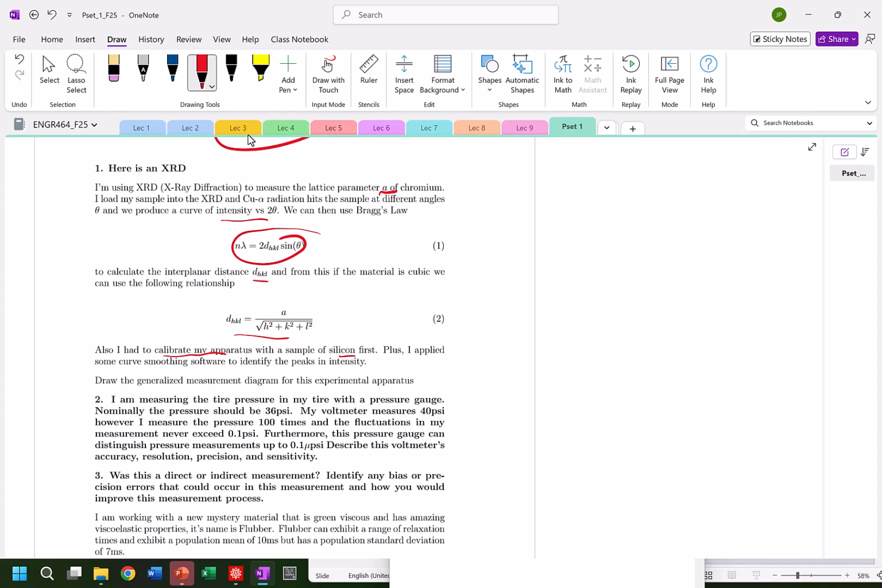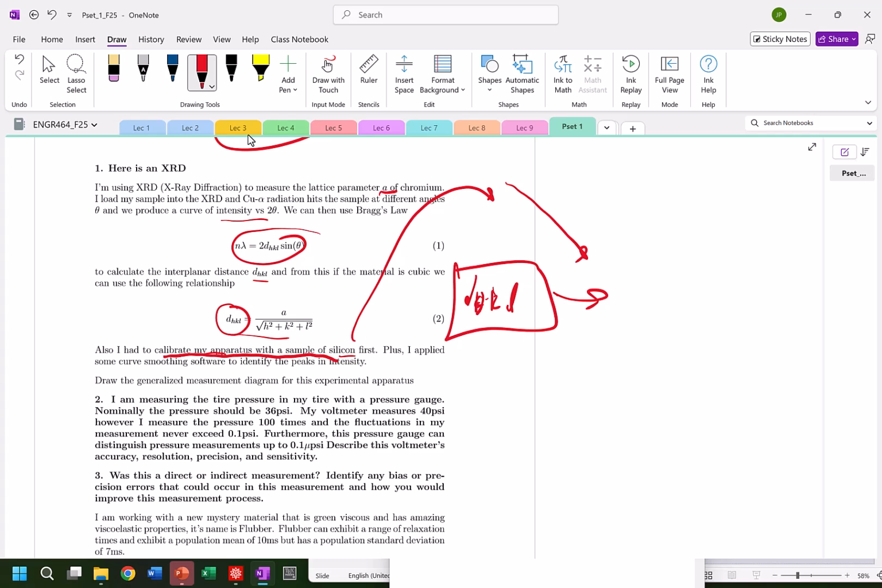So I need to draw the generalized measurement diagram for this experimental apparatus. It's not super clear here, but I think we're trying to eventually calculate this value and determine those other things. So my measurand is DHKL. That's my measurand. It's going into stage 1, but before stage 1, there's a calibration with a sample of silicon. So I need to calibrate first.